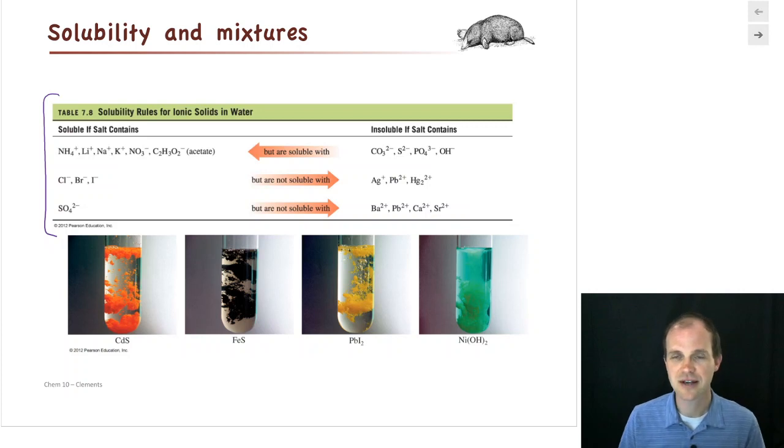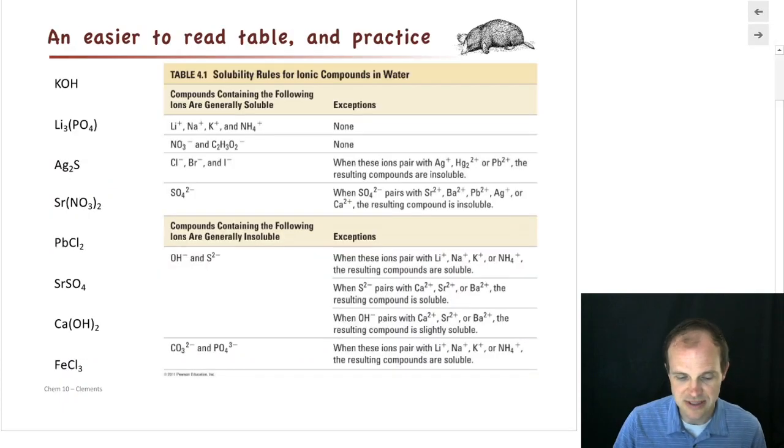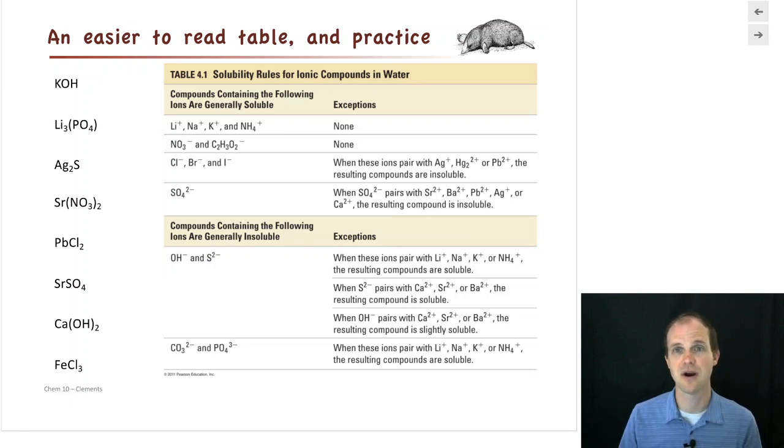So what we're going to try to learn is how we can predict whether ionic compounds are soluble in water or not. And what I'm going to use is a table that's actually from a different textbook. This is from a Pearson textbook by the author Tro. And I think it's a much clearer table. And you're like, whoa, this is a huge table. Why do we need to know everything in this table? And you don't need to know everything in this table.